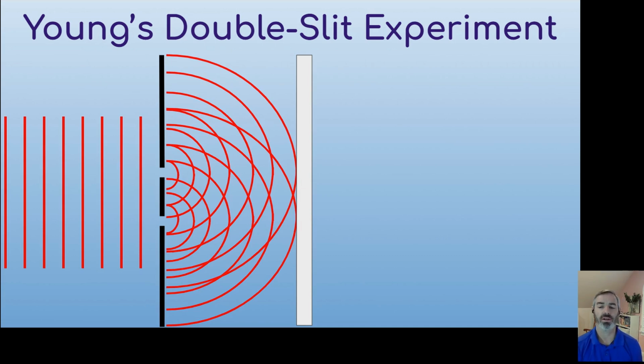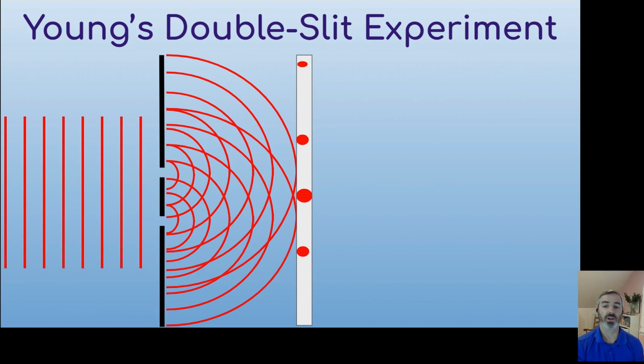Now, what Thomas Young found is that you had a bright spot right across from the center of the two slits, not right across from one of the slits, but in the middle, and there were other dots that appeared as well, and it showed that they got dimmer as they went further and further out.